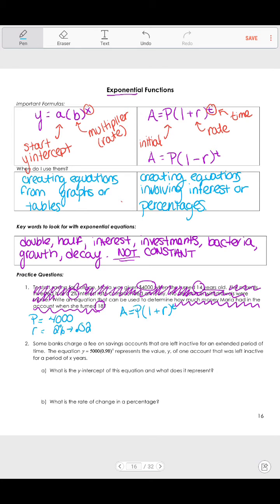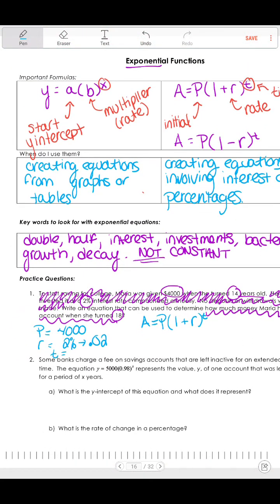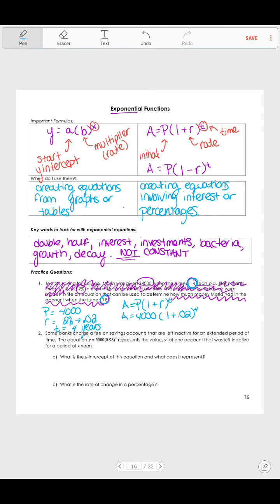And then our t, if I'm starting at age 14 and I'm ending at age 18, the amount of years that are passing by is 4 years. So I'm just going to go ahead and plug that in my formula. 4,000(1 plus 0.02), and then to the 4th power. So I'm going to go ahead and plug that in my calculator. While I'm doing that, you should also be doing that. And I'm going to plug it in exactly how it looks.